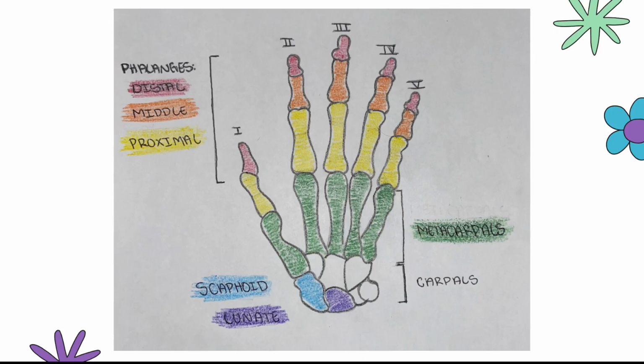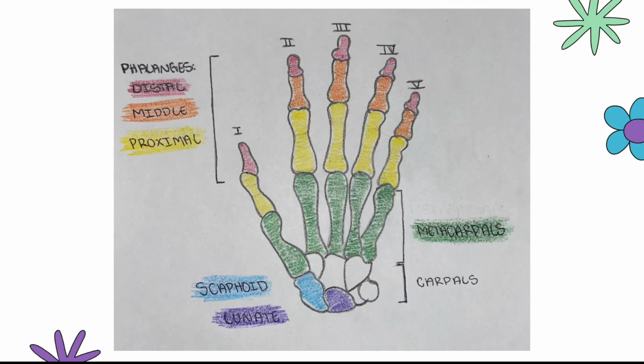So in order to know which metacarpal we're talking about, we're going to start off with the thumb. That's going to be 1, and then 2 is your pointer finger, 3 is your middle finger, 4 is your ring, and then 5 would be your pinky. But when writing them down, you would have to write them in Roman numerals as opposed to like 1, 2, 3, 4, and 5.